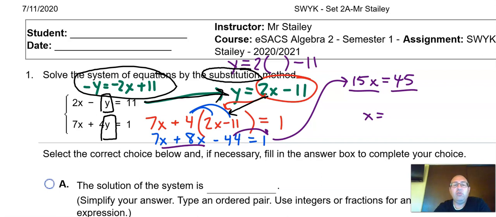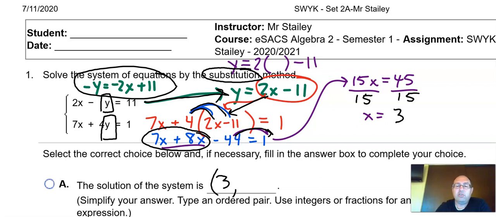So now you can see me do the algebra here. I distributed the 4 to both of those, and then I started adding like terms. I saw like terms right there, and that gave me 15x. And I could add the 44 to the other side of the equation, giving me 45. And then, of course, if I divide everything by 15, I get an x value of 3. So I know the solution is a single solution.